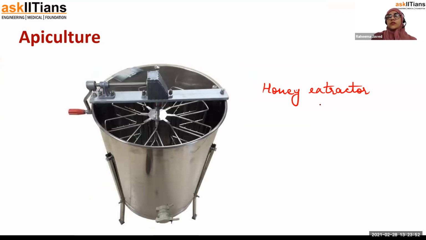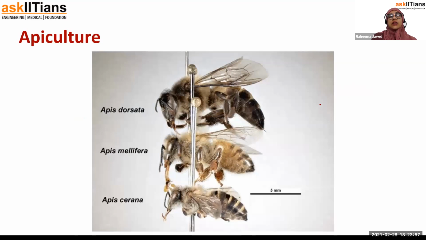So let's move on to the more important thing, that is the variety of bees that we need for the successful production of honey and the bee wax. The Indian variety of the bee is Apis cerana. The rock bee is Apis dorsata, which is the largest one you can see. And the Italian bee is Apis mellifera.